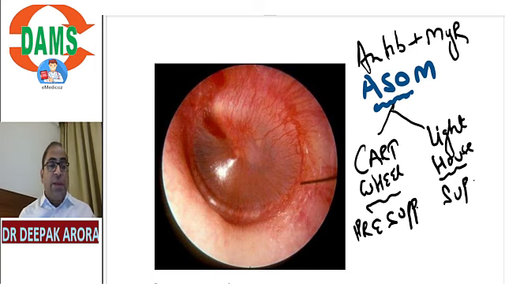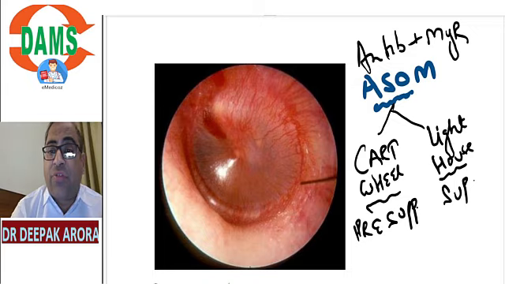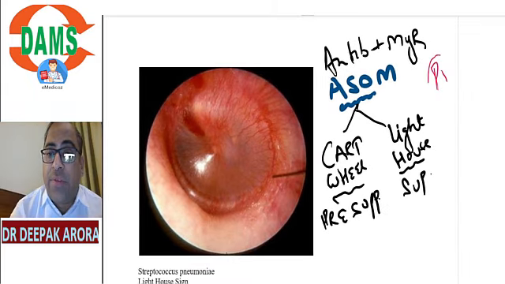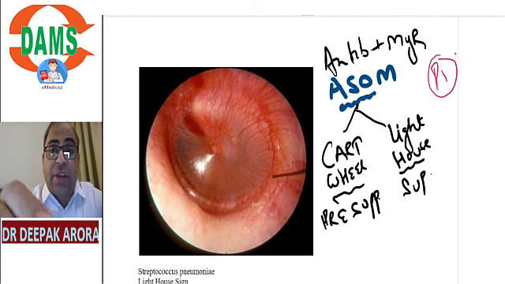Where do we give the myringotomy? Any student who can tell me where we give the incision for ASOM, acute suppurative otitis media? We give the incision in the posterior inferior quadrant. In serous otitis media, it is anterior inferior. Here I am giving a circumferential incision.